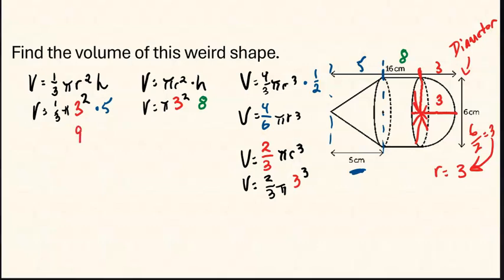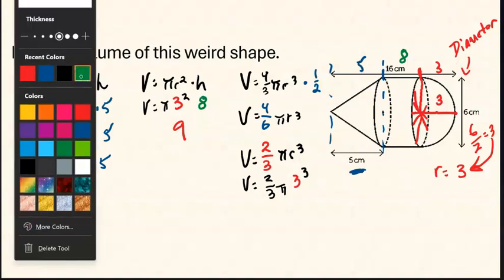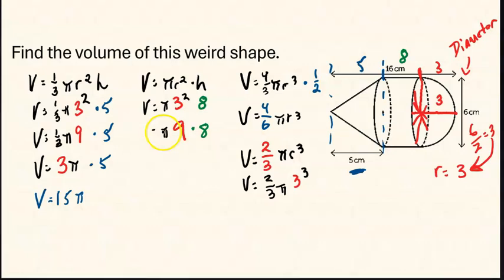This here is 9 times 5, and then bring down the 1/3 pi. So now 1/3 times 9 is 3 pi times 5. So that's going to give me 15 pi because 3 times 5 is 15. This is 9, because 3 squared is 9, times 8, the pi. This is going to give me 72 pi. Now comes the last one.